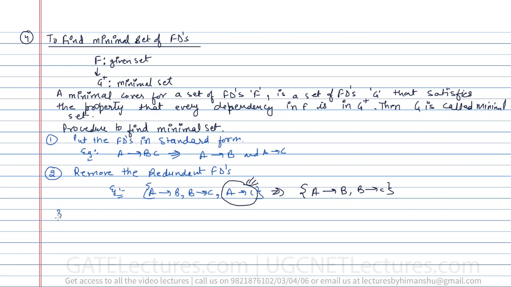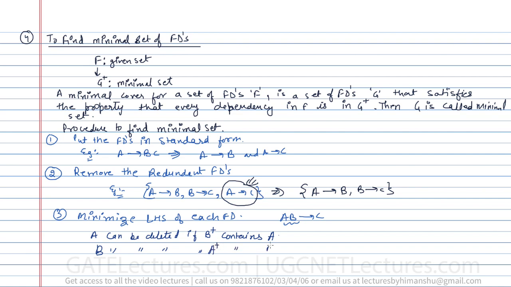And the third step is minimize the left hand side of each functional dependency. That means if you have a functional dependency like AB determines C, here in the left hand side we have AB, so you try to minimize it. How can you minimize it? A can be deleted if B plus contains A. In the same way, B can be deleted if A plus contains B, right?